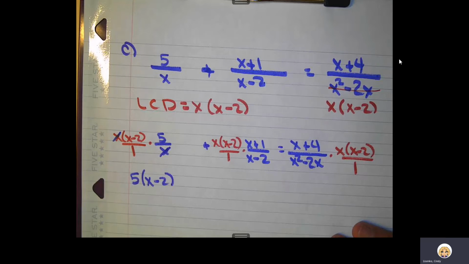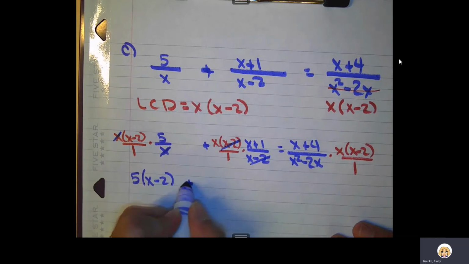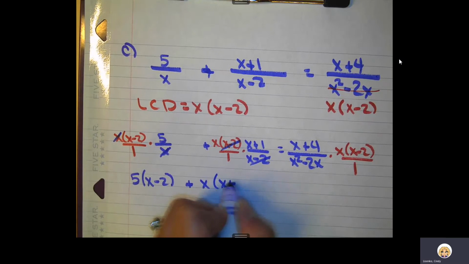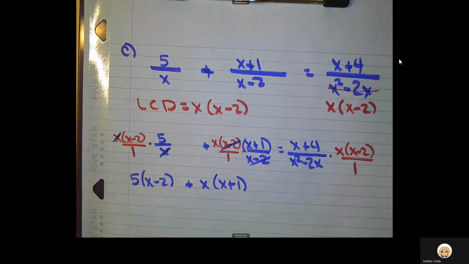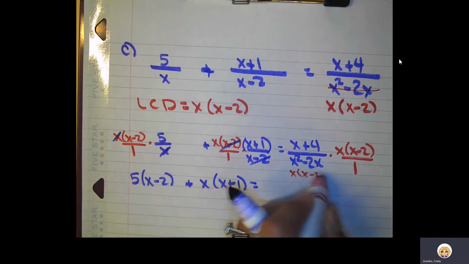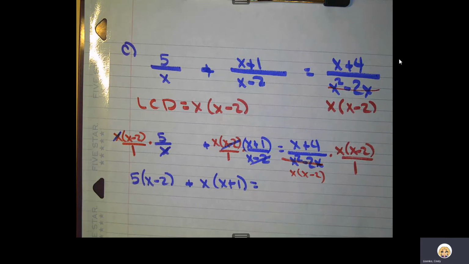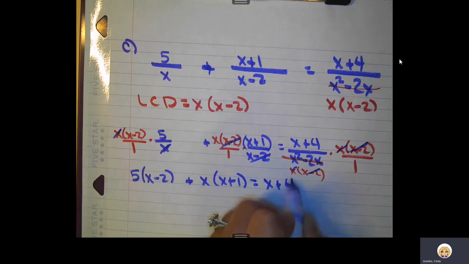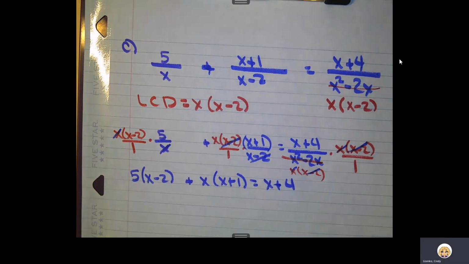I like to put the x or the 5 in front. Now I go over here, my x minus 2's cancel, so I'm left with a plus, and we're left with x times x plus 1. So x times x plus 1 goes in parentheses. Over here, remember that this is the same as x times x minus 2. Notice you see x and x minus 2 on the top, so we get to get rid of them. So the only thing we're left with over here is x plus 4. Notice we have no more fractions.